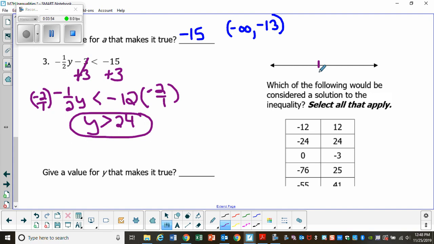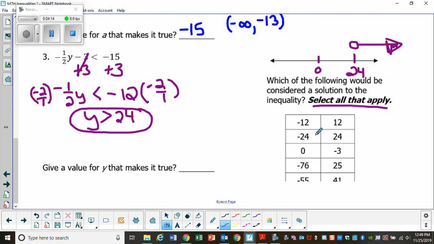So we're going to go over here. We're going to do an open circle on 24 because 24 is not included, and we're going to shade to the right. Okay? So it says, which of the following would be considered a solution to the inequality? Select all that apply. So we want to pick all values that are greater than 24. So greater than 24, we don't want to pick negative 12 or negative 24 or 0 or negative 3 or negative 76. So we're going to pick 25 and 41. And we can further verify that because 25 and 41 are in this shaded area because they're greater than 24. Negative 55 again is over here.